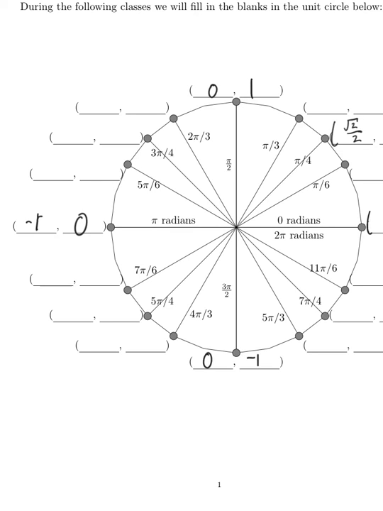Maybe one more thing. You'll notice that there are like 3 quadrants that we haven't touched in this unit circle. We'll come back to that in the next lecture.